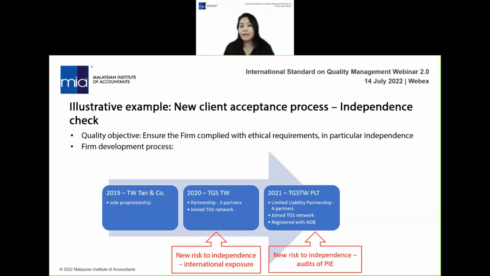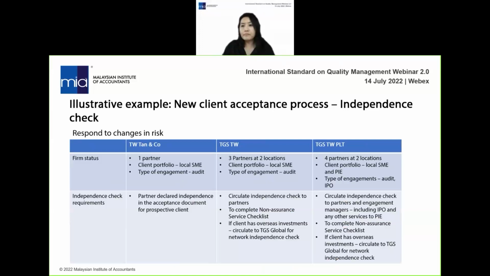When we register with AOB, we audit the PIE. So when we audit PIE, we have new risks to independence as compared to when we were just auditing SMEs. So you can see from here, based on the developments of the firm, there are changes in the risk level, and with these changes in the risk level, we have to do more procedures. If you look at this, we are comparing the 3 statuses we have had: when we were a sole proprietor, when we were just joining the international network, and when we are registered with AOB.